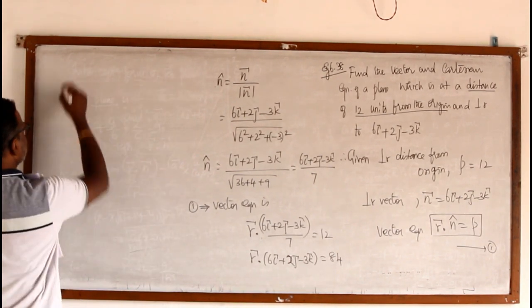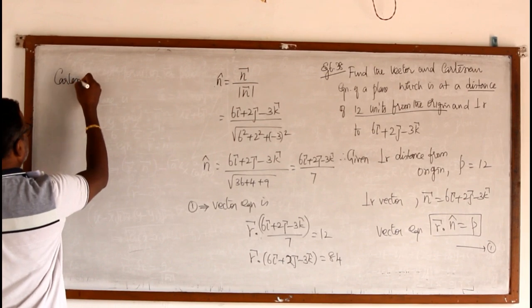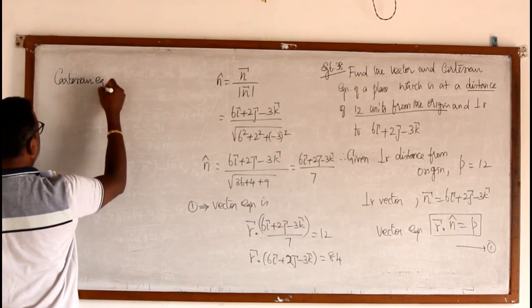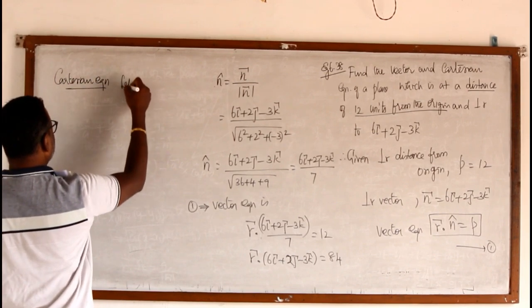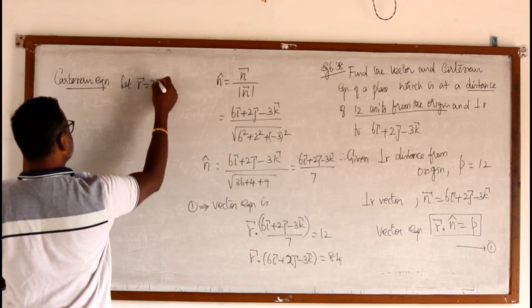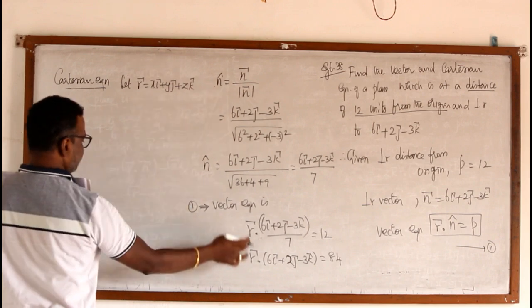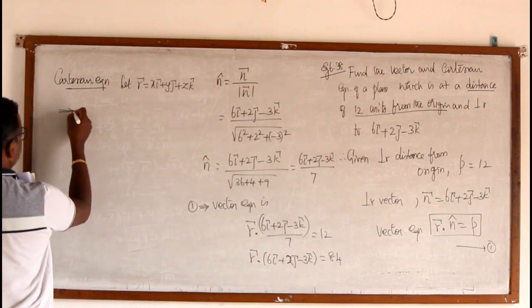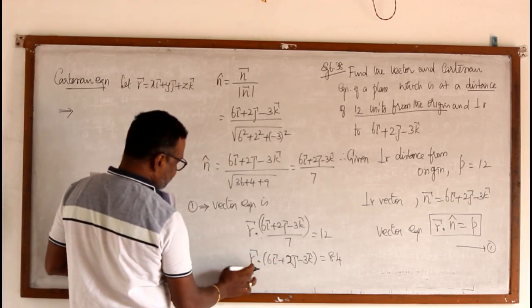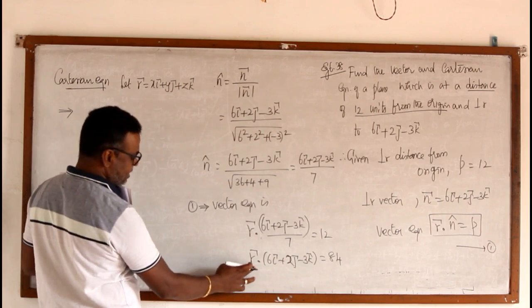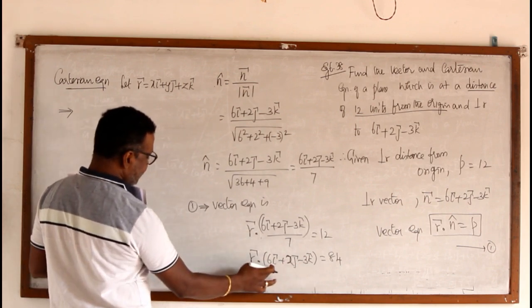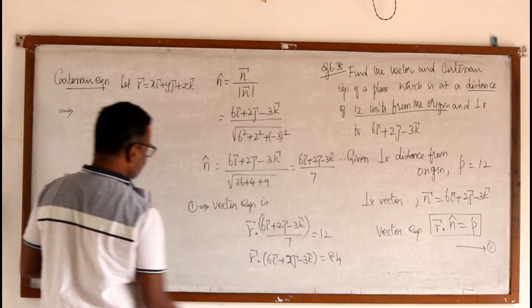Therefore, the Cartesian form is: let r vector equal xi plus yj plus zk. Then the Cartesian equation becomes, when I put r as xi plus yj plus zk and find the dot product, I will get 6x plus 2y minus 3z.